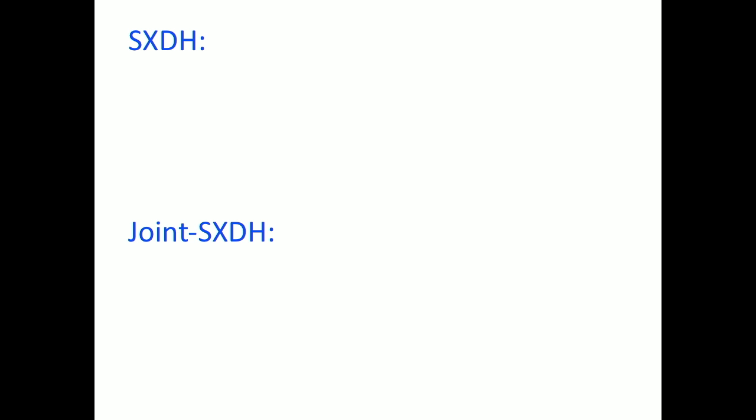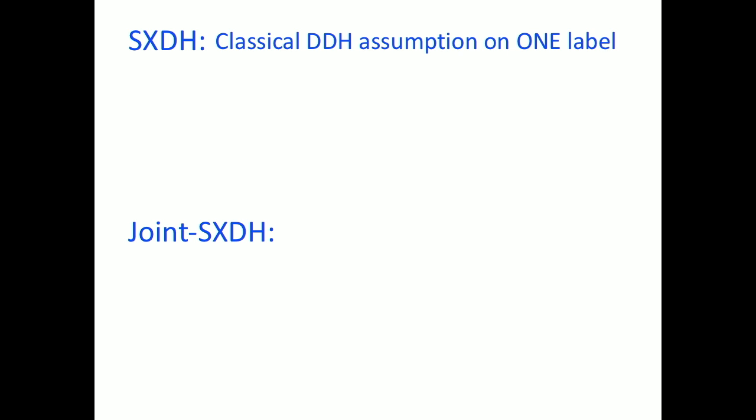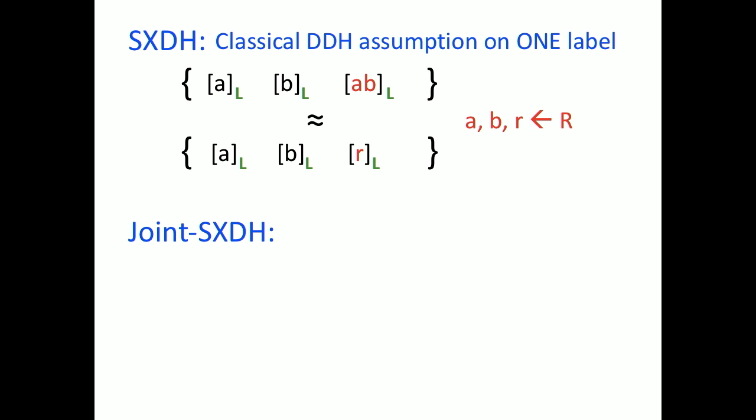So I hope I have built up enough suspense for you to want to know what this assumption is. Okay, so let's get into it. Before I can tell you what joint SXDH is, as the name suggests, I will first tell you what SXDH is. SXDH is basically the classical decisional Diffie-Hellman assumption on one label. If I give you encodings of a DDH tuple A, B, AB, where A and B are sampled at random, under a single label L, then this distribution should be indistinguishable from encodings of all random elements, encoded under the same label.